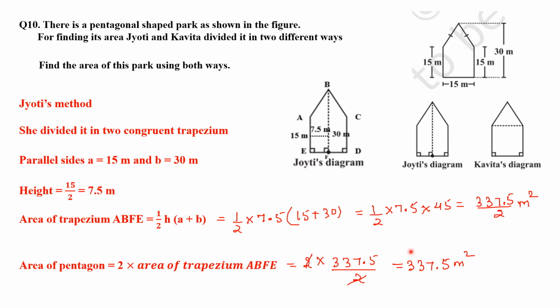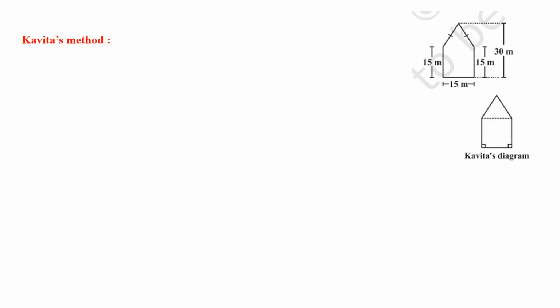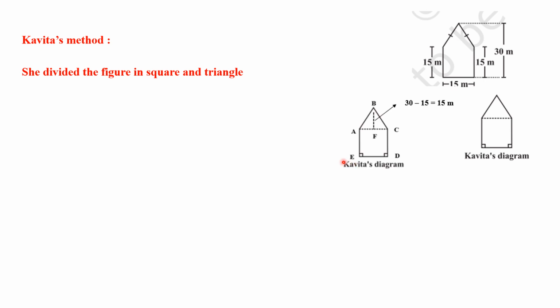Okay, now I am going to find out the area of the pentagonal park using Kavita's method. So what Kavita did, she divided this park into a triangle and a square, isn't it? So now we will find the area of the triangle as well as the area of the square and we will add them. So I am going to label again all the vertices of the pentagonal park. So area of the pentagon will be area of the square ACDE plus area of the triangle ABC.